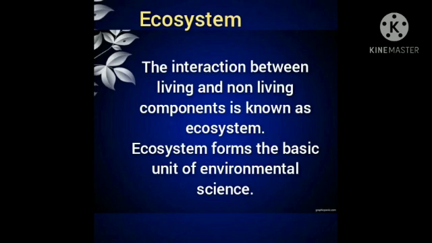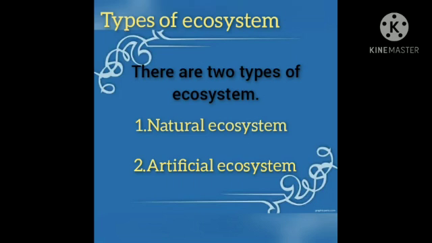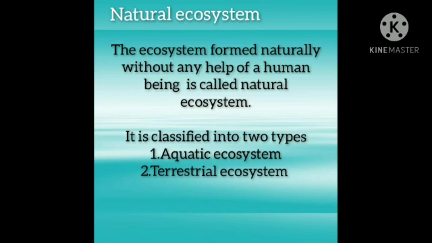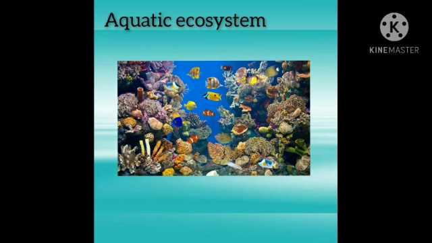The interaction between living and non-living components is called ecosystem. Ecosystem forms the basic unit of environmental science. There are two types of ecosystem, natural ecosystem and artificial ecosystem. Natural ecosystem. The ecosystem formed naturally without any help of human beings is called natural ecosystem. It is classified into two types, that is aquatic ecosystem and terrestrial ecosystem.